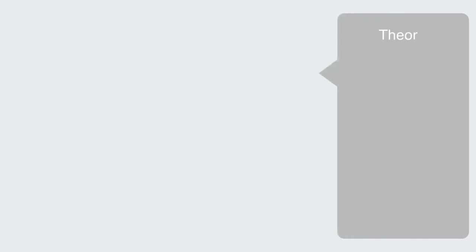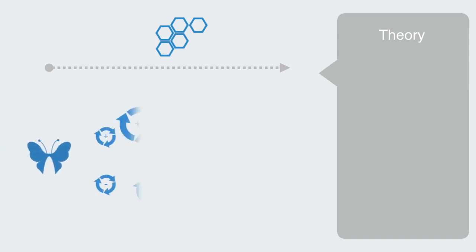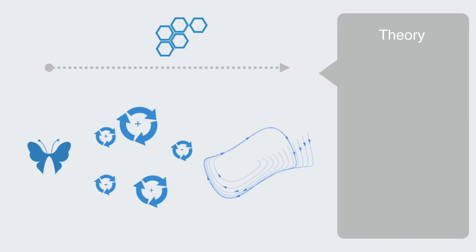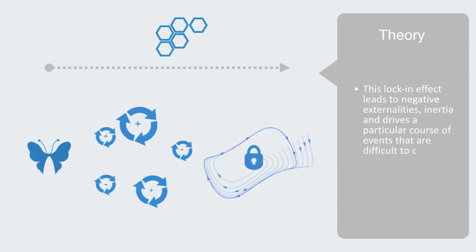The basic theory of path dependency is that it is a product of a self-organizing process where some small initial event, that is often somewhat arbitrary in nature, comes through positive feedback to create a lock-in effect. This lock-in effect leads to negative externalities, inertia, and drives a particular course of events that are difficult to change in the future. So let's analyze this process a bit further to try and understand it better.